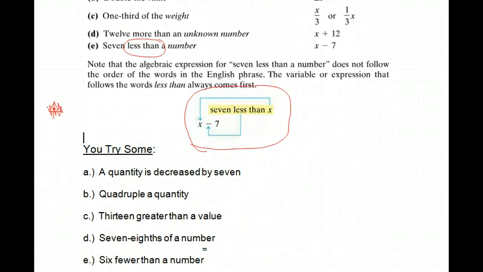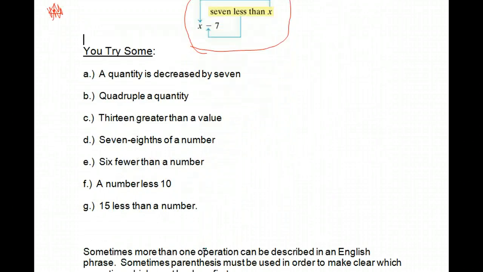And now I would like for you to try some. Please pause the recording and complete letters A through G. And as soon as you are ready, press play and we will go over your answers together. Okay, by now you should have had an opportunity to complete letters A through G, and you should be ready to go over the answers with me.